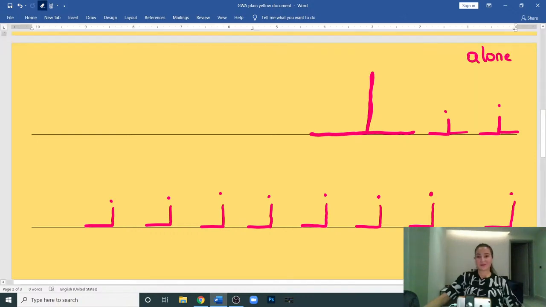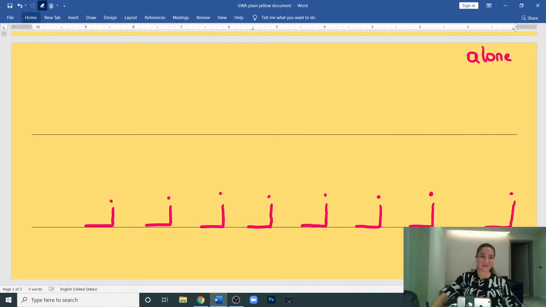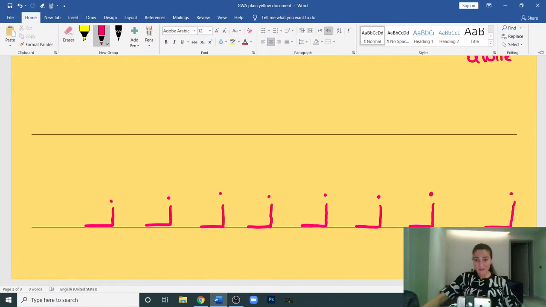Let me just use the eraser, you see? The new pen is not so great, but you know. Yalla. So I'm going to start.